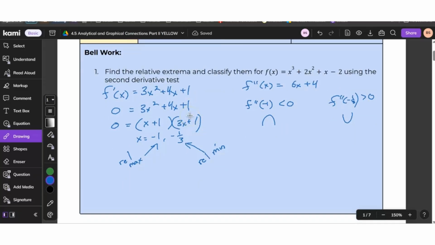And if you want to, you can say that it's because of these things. It's because f double prime of -1 is negative. And over here, it's because f double prime of -1/3 is positive. Amazing.